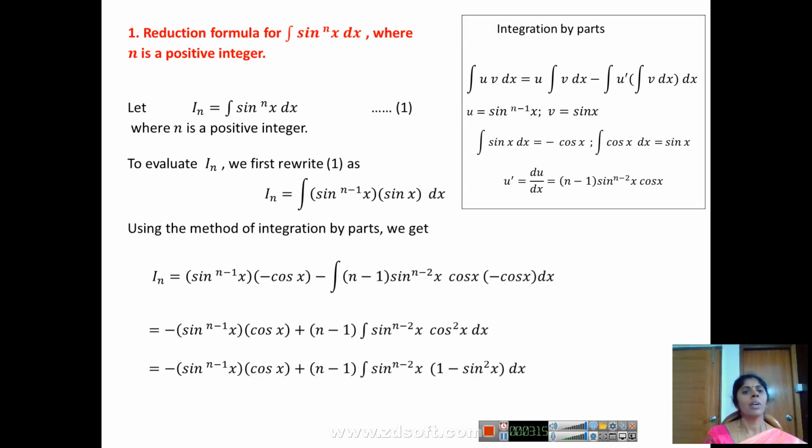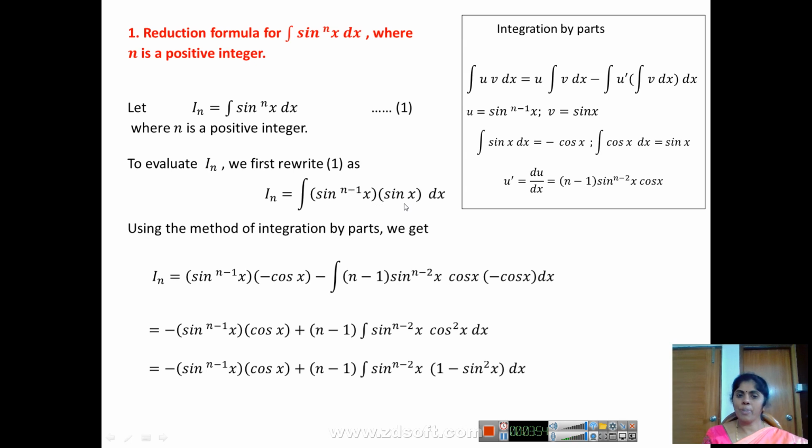See, the caption is given like this: reduction formula for integral of sine to the power n of x dx, where n is a positive integer. Let us consider I n equals integral of sine to the power n of x into dx. Let it be equation 1. In this case, n is a positive integer. So we can rewrite sine to the power n of x in terms of sine to the power n minus 1 of x into sine of x, a product of two terms.